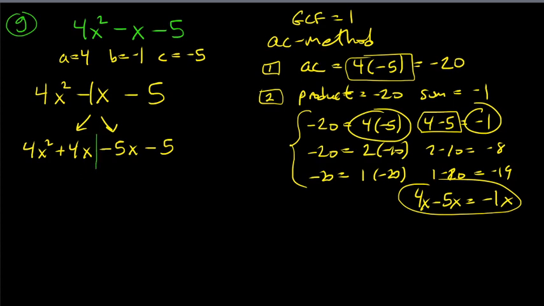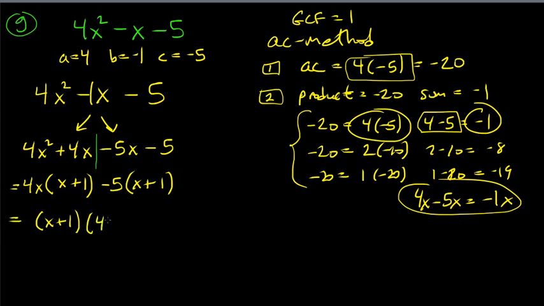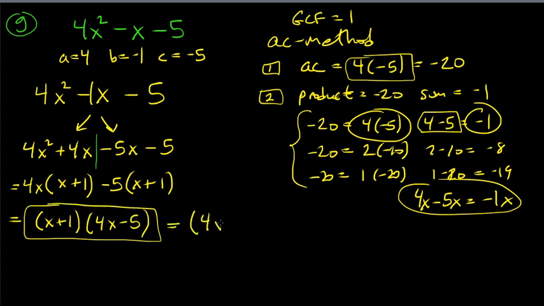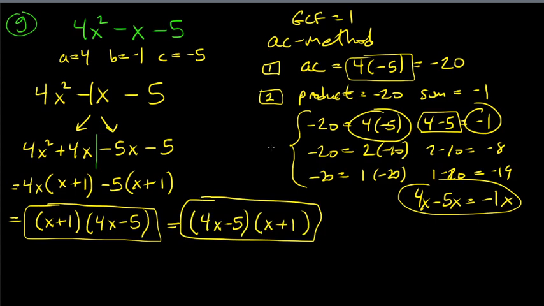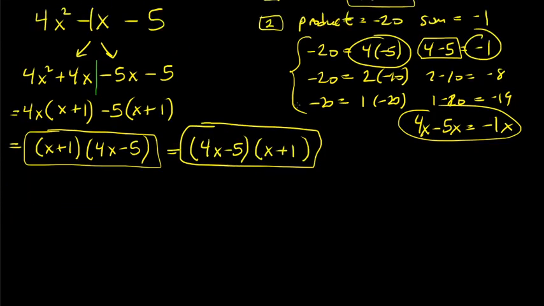So again, just split it up. From the first 2 terms, you can factor out a 4 and an x, so 4x. And when you divide, you get x plus 1. From the last 2 terms, you can factor out a negative 5, and you're left with x plus 1. So now we just factor out the x plus 1, and that factors as 4x minus 5. So there's our answer, x plus 1 times 4x minus 5, or the other way around, 4x minus 5 times x plus 1. Either way. Okay, so that's the AC method.